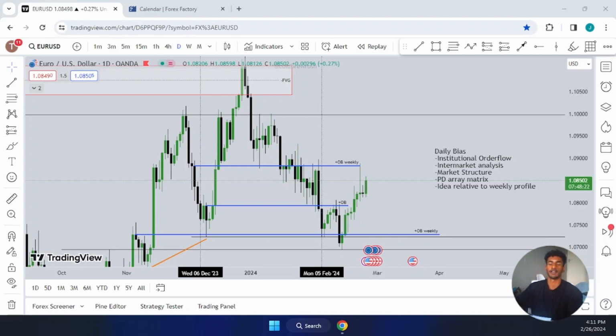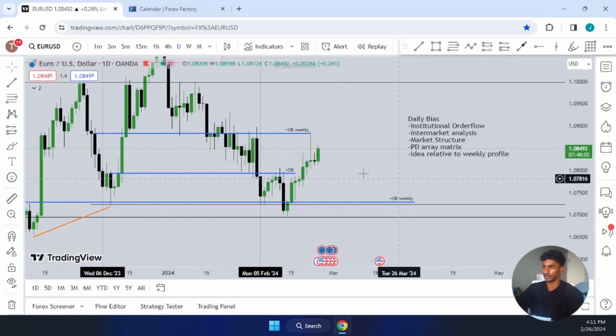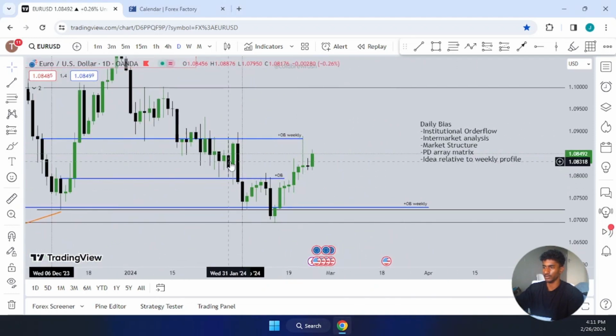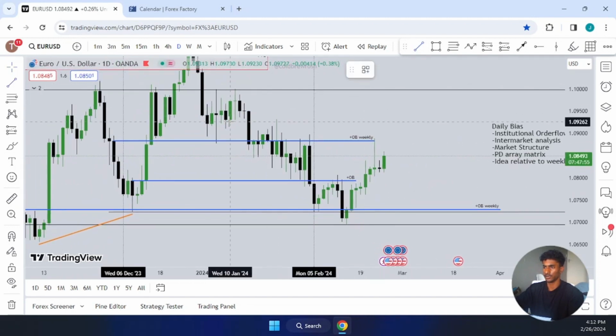Okay, this is how I get daily bias. First I start with institutional order flow. With this, it's just looking at which up or down closed candles are being respected. Like here, you can see this up closed candle being respected, and the price is a bit choppy here, but in general you can just see the up closed candles are being respected. So this is bearish order flow.